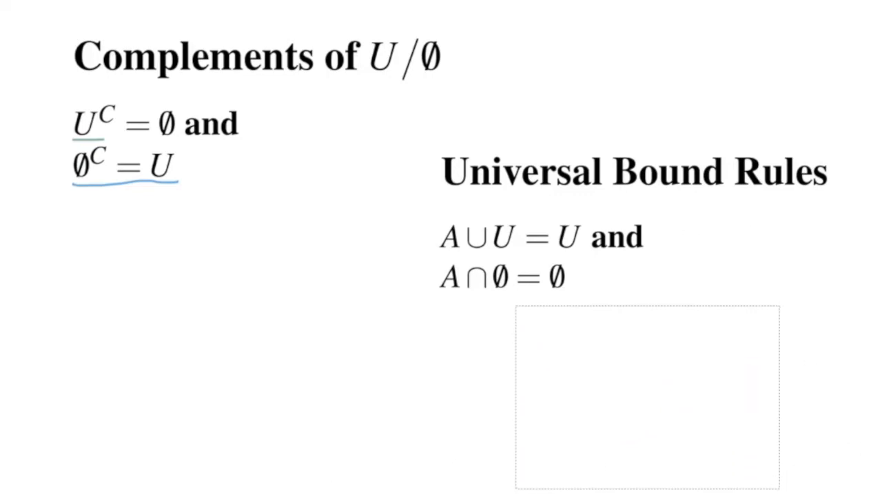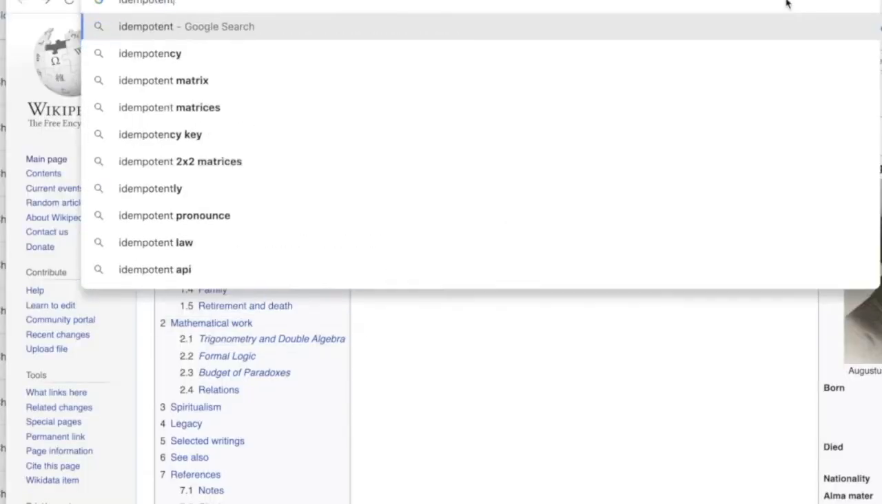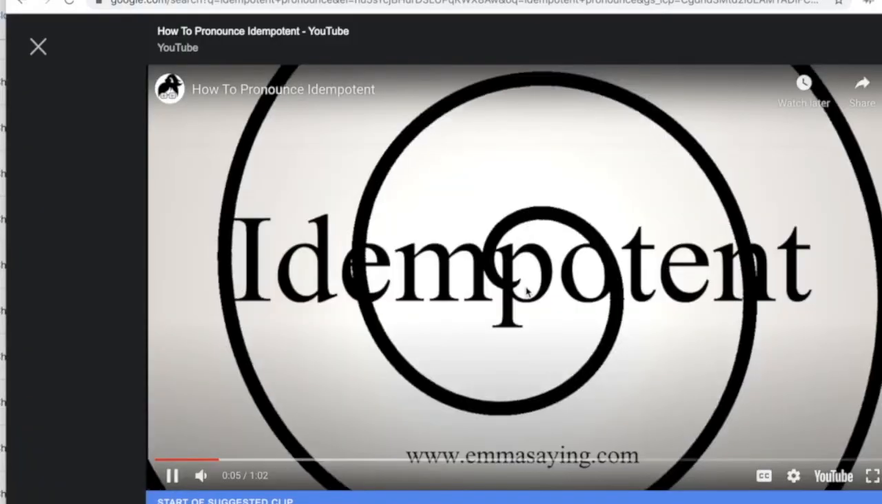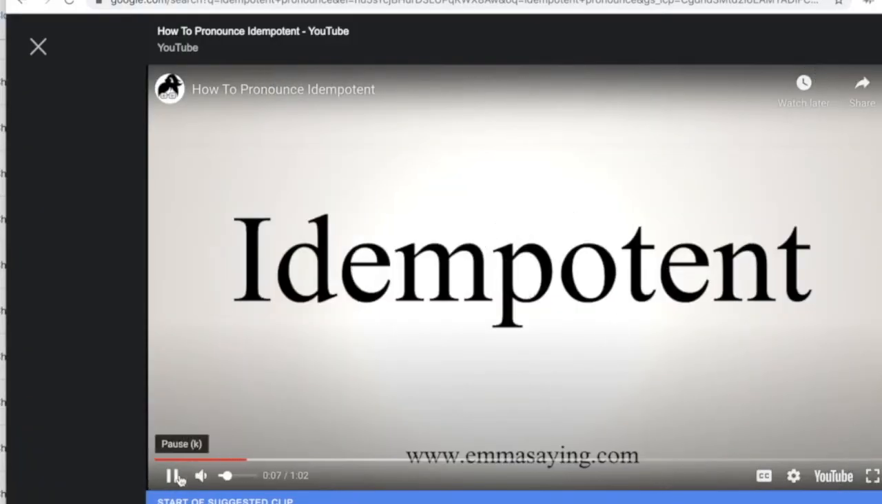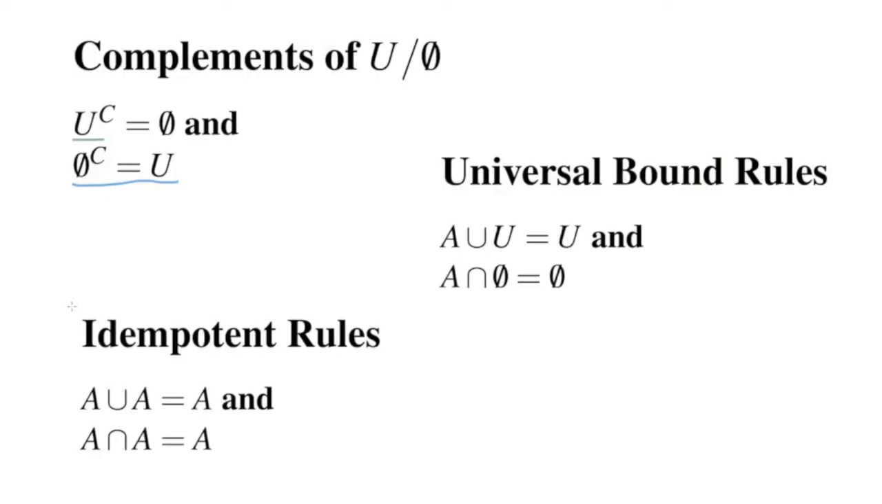Our very last set identity rule, the idempotent rules. Maybe that's not how you pronounce it. How do you pronounce it? Idempotent, or idempotent. Okay, so it's either way. Idempotent or idempotent.